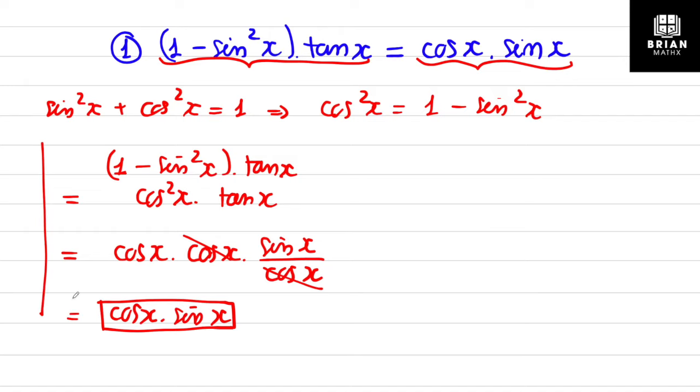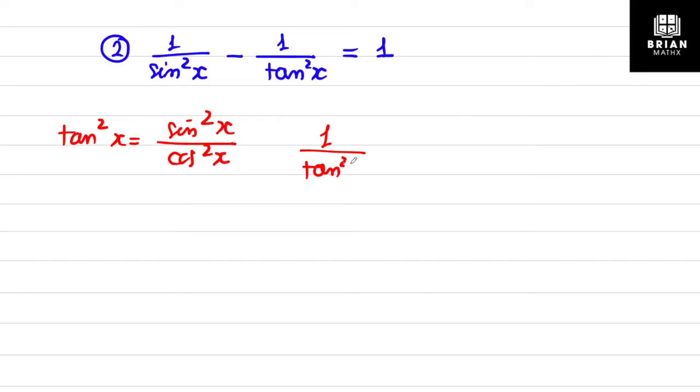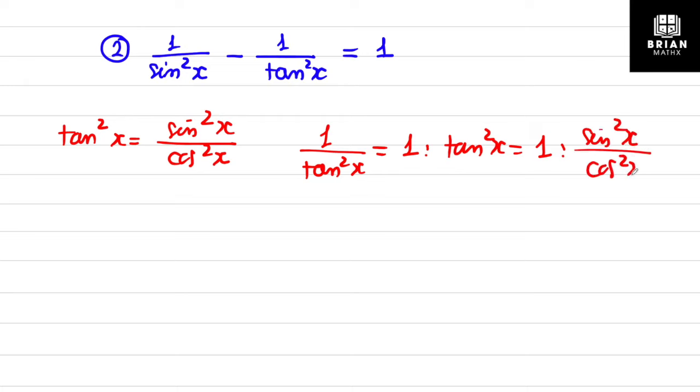Question 1 is done. Question 2 is something a little bit harder, and here I have 1 over tan square x. How can I use tan square? Tan square x is sine square x over cos square x. So 1 over tan square x means 1 divided by tan square x, which means dividing by sine square x over cos square x.